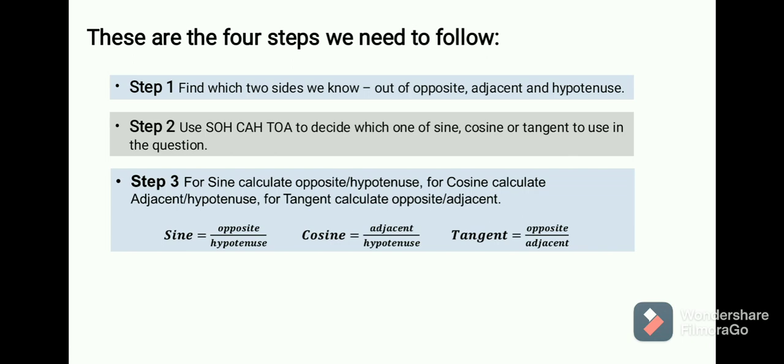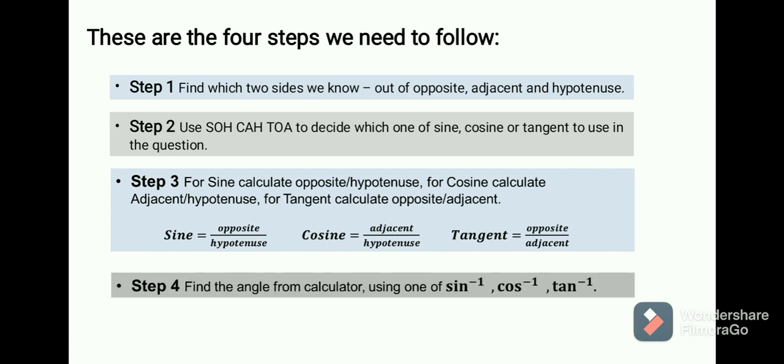Sine is equal to opposite over hypotenuse. Cosine is equal to adjacent over hypotenuse. Tangent is equal to opposite over adjacent. Step 4. Find the angle from the calculator using one of inverse sine, inverse cosine, or inverse tangent. Why do we need to use inverse sine, inverse cosine, and inverse tangent? Because the inverse function will give us the measurement of the angle.